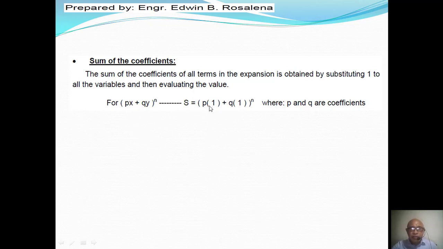All the variables replaced by 1, and then we evaluate the value. And that's the sum of the coefficients of all the terms. Tingnan natin yan mamaya, ha? When we will show examples.